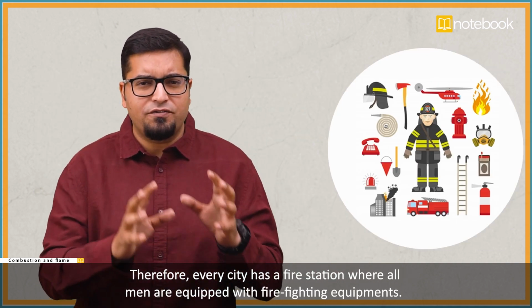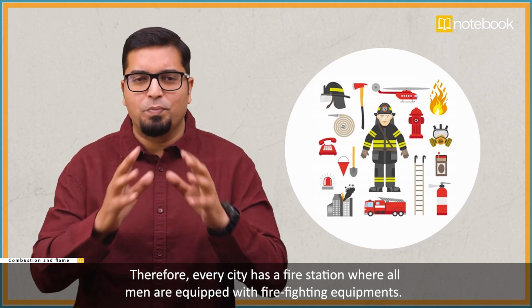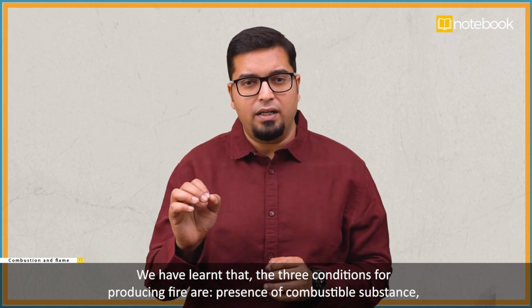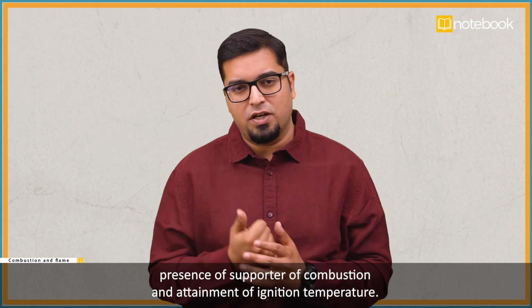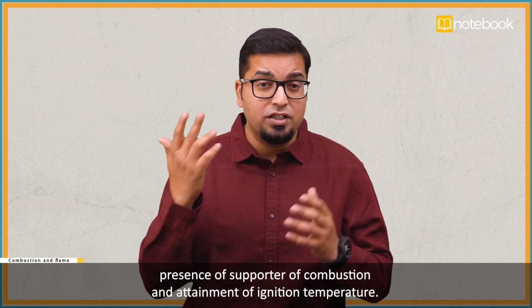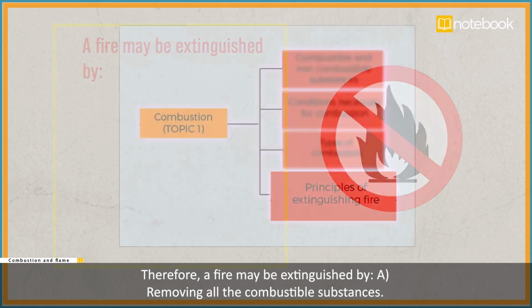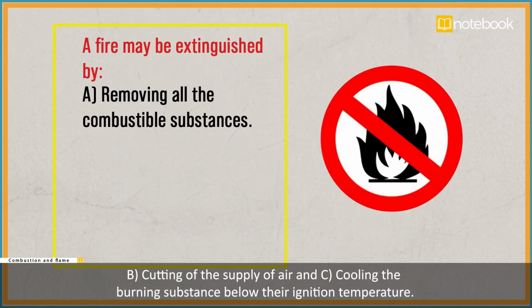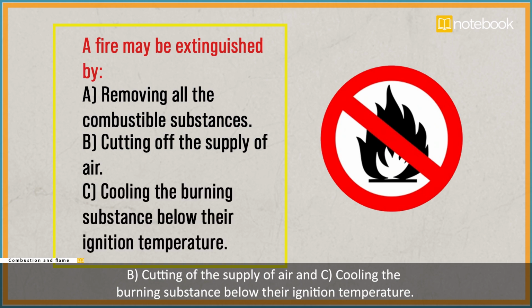A fire can be disastrous if not controlled in time. Therefore, every city has a fire station where all men are equipped with firefighting equipments. We have learned that the three conditions for producing fire are presence of combustible substance, presence of supporter of combustion, and attainment of ignition temperature. Therefore, a fire may be extinguished by A. removing all the combustible substances, B. cutting off the supply of air, and C. cooling the burning substance below their ignition temperature.